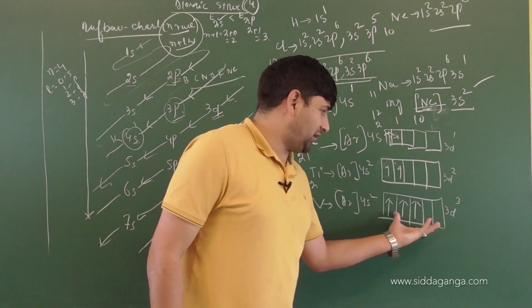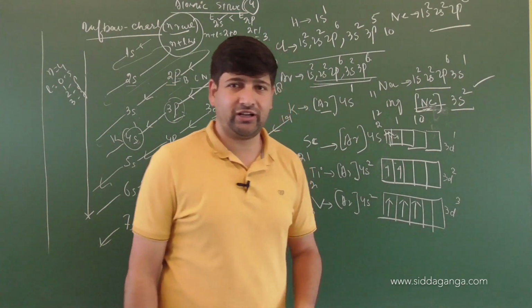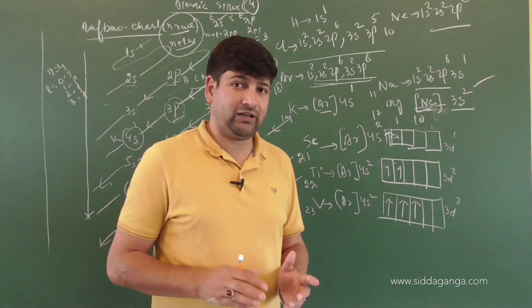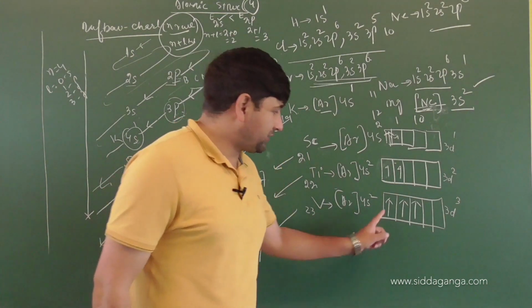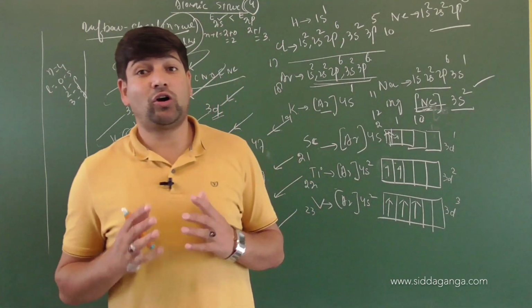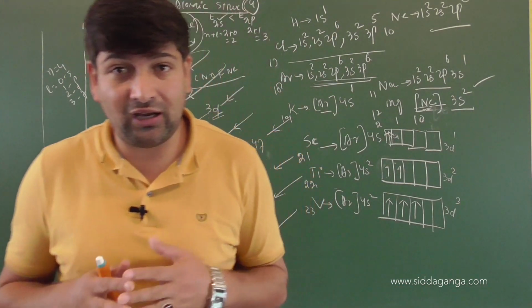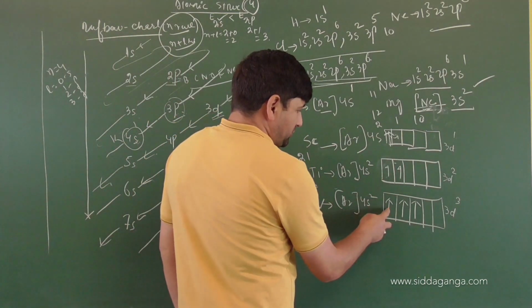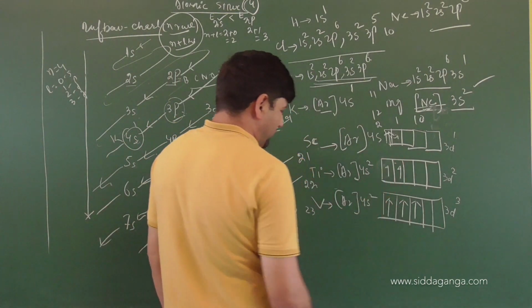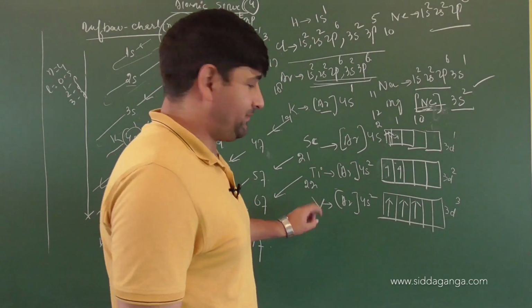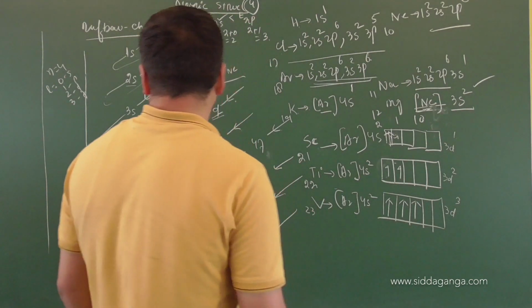Because all d orbitals are degenerate, you cannot fill one with 2 and one with 1. No, you have to give a single electron. Pairing in the degenerate orbitals will not occur unless all are singly occupied. That's what we are doing here. So you have 4s2, 1, 1, 1. Then we have a case, and that case is very important: the case of chromium. We will discuss that case here, children.